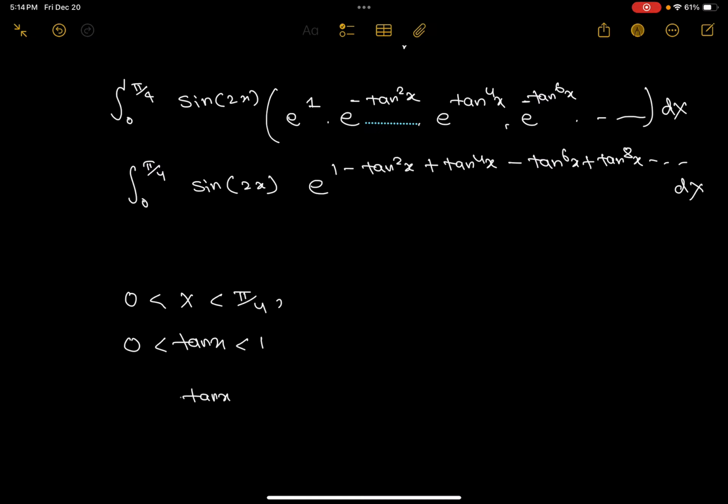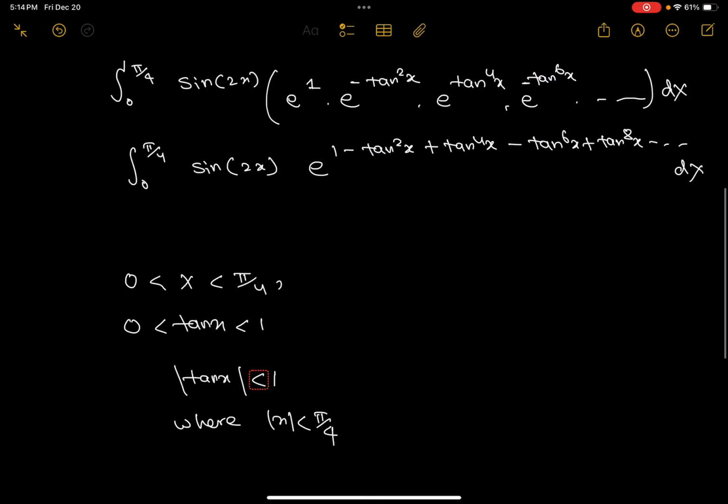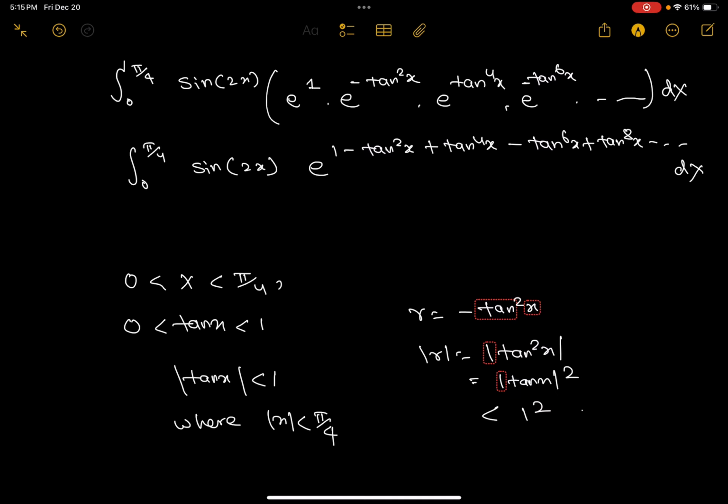So we see that the modulus of tan x is definitely less than 1 when the modulus of x is less than pi by 4, and that's the case over here. That's why we can say that this geometric sequence has common ratio minus tan square x, right? Because every next term is multiplied by minus tan square x. And definitely the modulus of r is just the modulus of tan square x, which is the modulus of tan x squared. And yes, it's less than 1 square, which is 1, right?